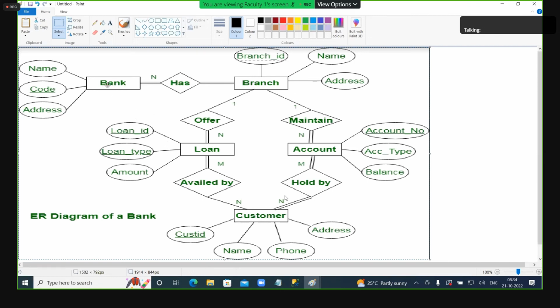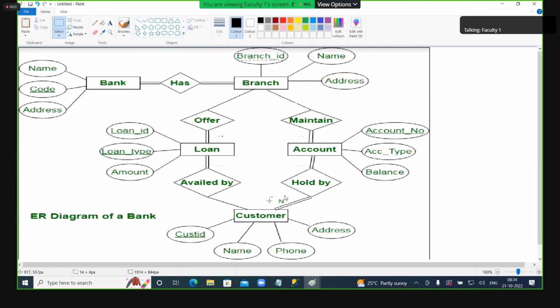What is this bank entity? What is this bank code, address? Those are the attributes of the bank entity. What is branch? Branch is one entity. What are the attributes of branch? Branch ID, branch name, branch address. Attributes are the fields. Then next, this is the ER diagram.